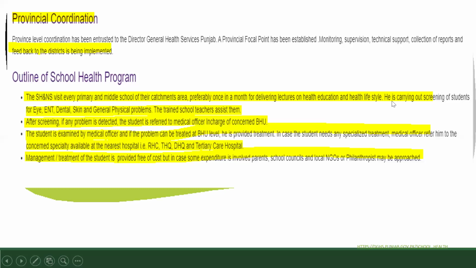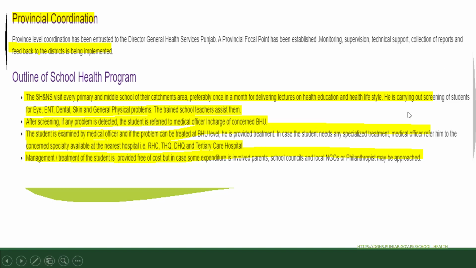This is the outline. The school health and nutrition team visits every primary and secondary middle school of the catchment areas, preferably once in a month, for delivering lectures on health education and healthy lifestyle. After screening, if any problem is detected, the student is referred to BHU, and if the problem cannot be treated at the BHU level, the medical officer can refer the student to any available nearest specialty like RHC, THQ, DHQ, or tertiary care hospital.